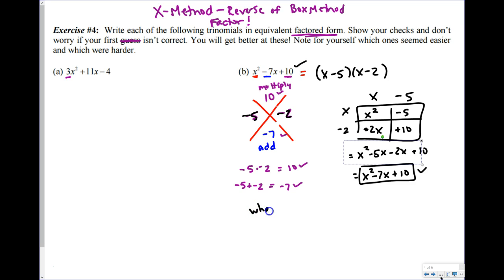Okay, what two numbers multiply to the top and add up to the bottom?